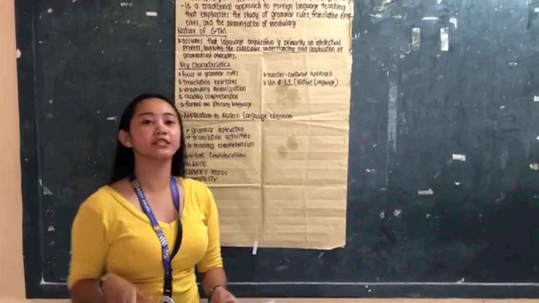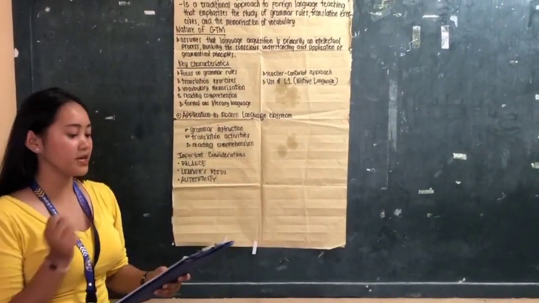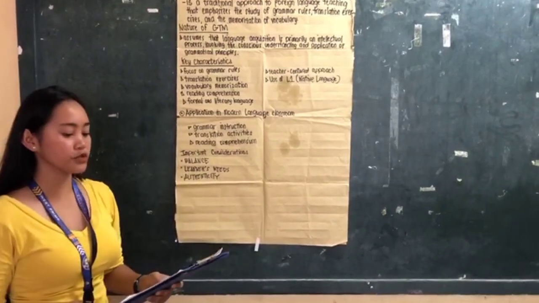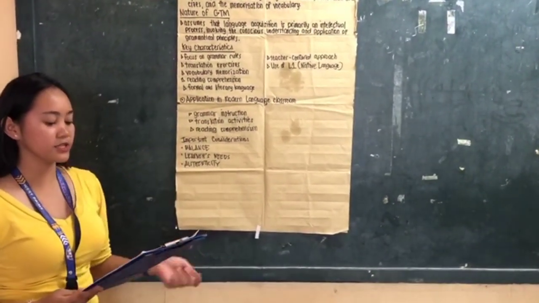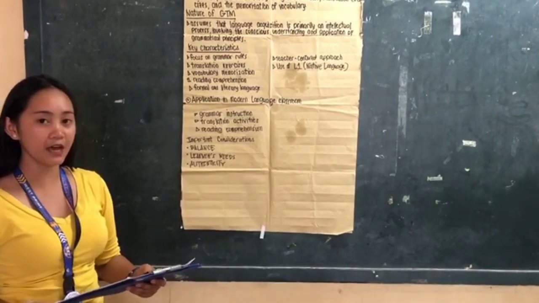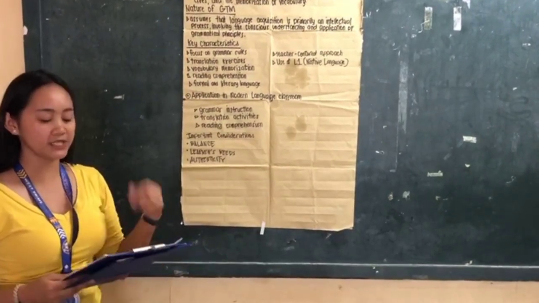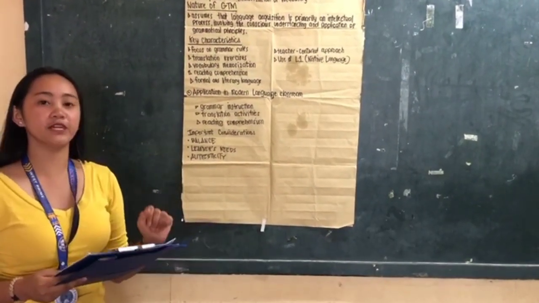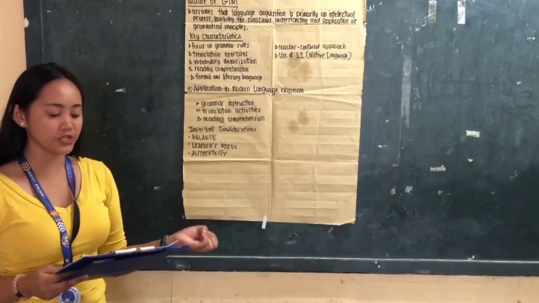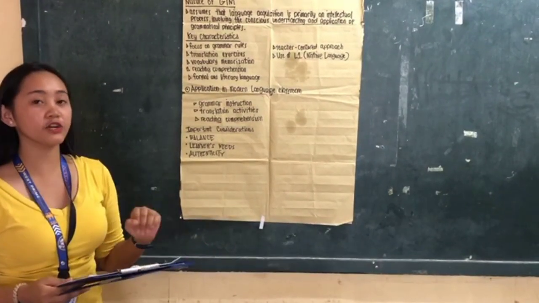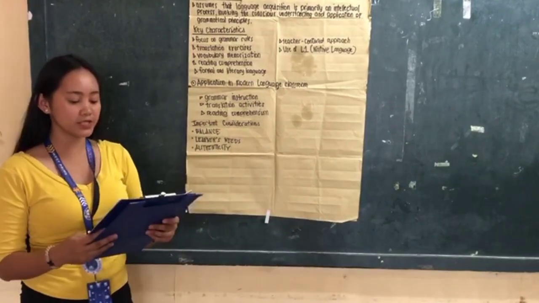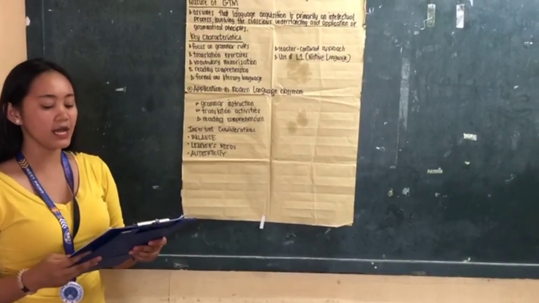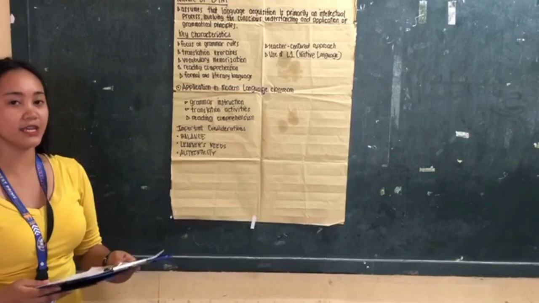So when we say focus on grammar rules, the grammar translation approach puts a strong emphasis on learning grammar rules. Students are taught the rules of the target language, such as how to form sentences, the use of different tenses and verb conjugations, and then applying correct word endings. Learning grammar comes first, and students are expected to apply these rules when writing and translating.